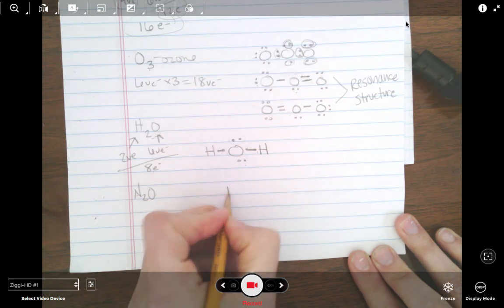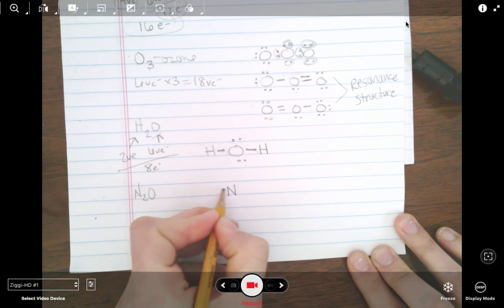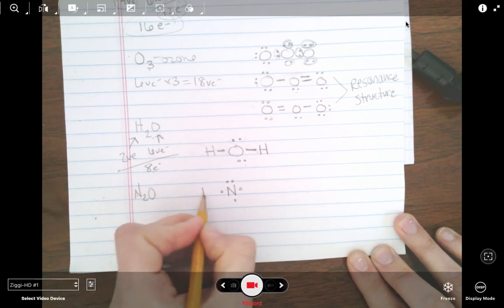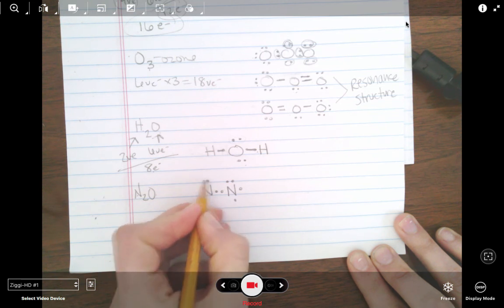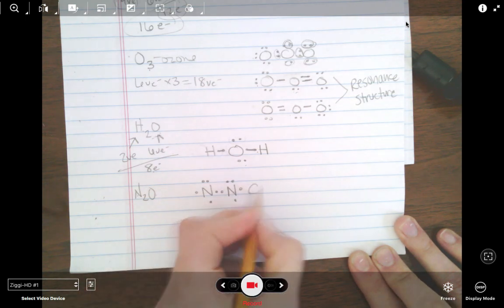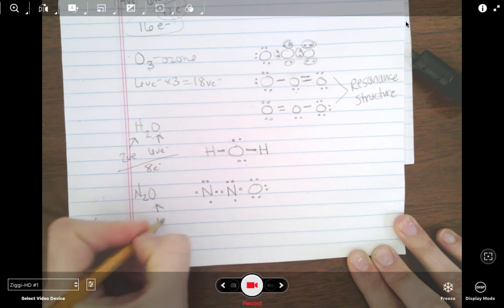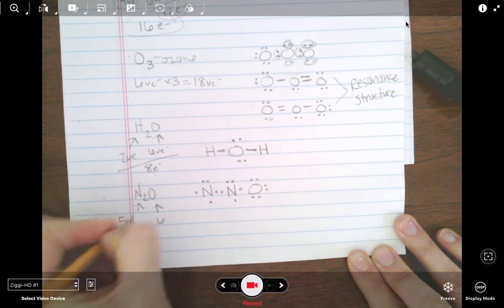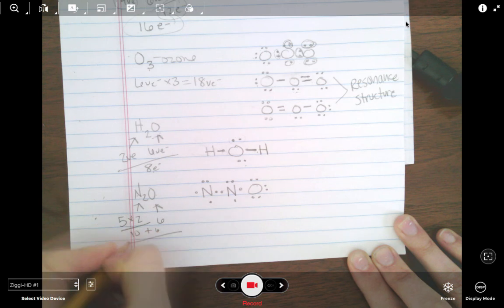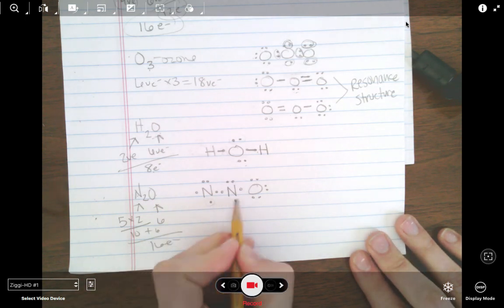So nitrogen is going to go in the center, and I'm going to put a nitrogen on, so I have 1, 2, 3, 4, 5, and nitrogen over here with 5, 1, 2, 3, 4, 5, so I made them look exactly like each other, and then an oxygen over here, 1, 2, 3, 4, 5, 6, so my oxygen has 6, each nitrogen has 5 times 2, that's 10, plus 6 is 16 electrons. So I have 16 electrons here, however, I see that there are unpaired electrons.